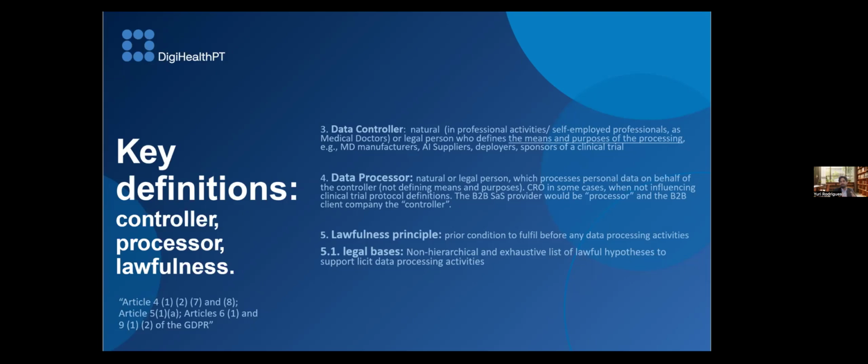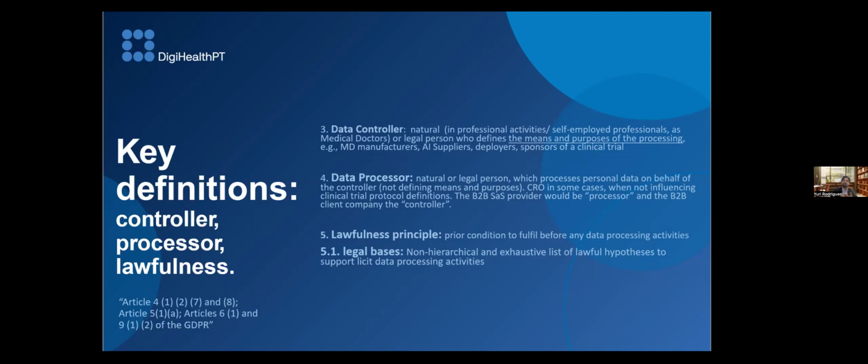And then we have the data processor. A data processor is a natural or legal person which processes personal data on behalf of the controller. The difference between one and the other is that the processor does not define the means and the purpose of the data processing. It is not a requirement that the data controller processes the data. What is necessary to rely on the data controller role is defining the means and the purpose of processing. If a sponsor chooses a CRO to conduct the whole clinical study, but this CRO does not define the protocol of the study, the CRO is probably a data processor on behalf of the sponsor as data controller, for example. Depending on the case, the roles can change.